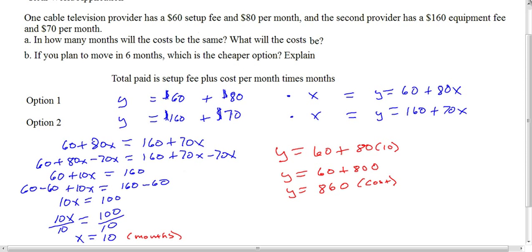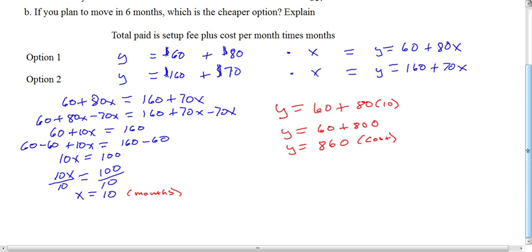Okay, so what we found out is in how many months will the cost be the same, and it will be 10 months, and what will that cost be? $860. Now we're left with B, and B says if you plan to move in 6 months, which will be the cheaper? Okay, so let's go in real quickly. Make this purple, and let's take option 1.